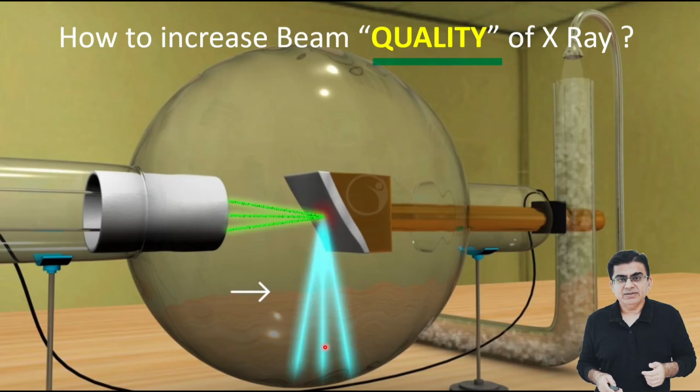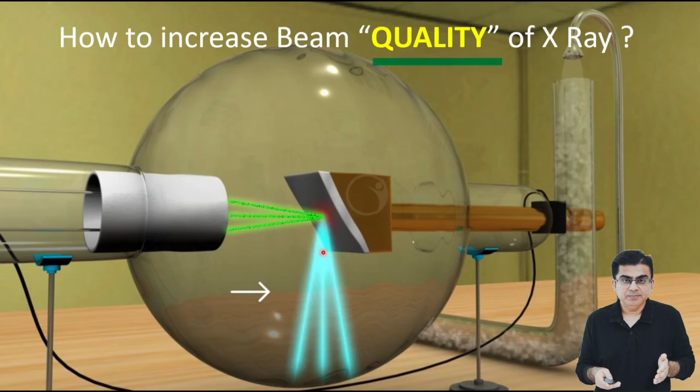We generally describe this exit beam using two very important terms. The first term is the quantity, which simply means the total number of X-rays or the intensity. As we just discussed, we can easily increase this quantity by simply increasing the tube current. The second term is quality. Quality tells us what is the actual penetrating power of the beam.